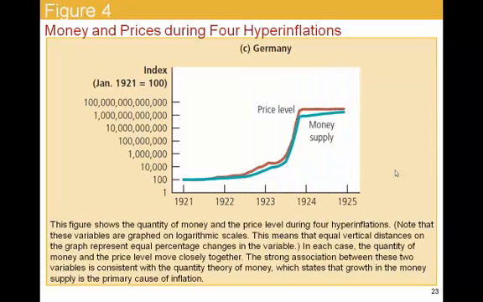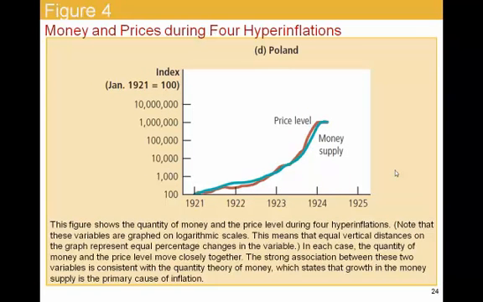Germany was probably one of the worst. You can see, in the latter part of 1923, the money supply was increased compared to where it was in 1921. 3 years later, it was 1 million, 1 billion, 1 trillion times the amount that it was in 1921. And look, you can see the price level went up to over that, so over 1 trillion times higher. And the last one is Poland. Less dramatic, but still the same result.